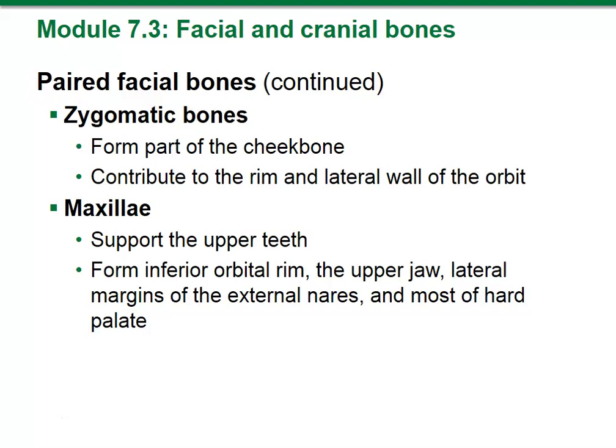And then the maxillae, by the way, that is plural. It includes other parts in addition to just what we call maxillary bone, so it's more proper to say maxillae to encompass everything that's in that area. It supports the upper teeth, forms the inferior orbital rim, the upper jaw, the lateral margin of the external nares, most of the hard palate.